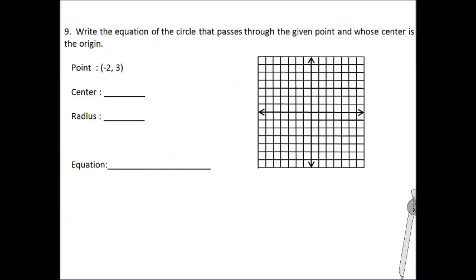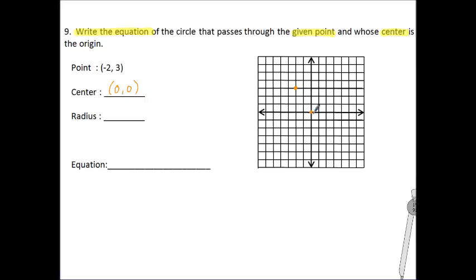In our next example, we're supposed to write the equation of the circle that passes through the given point and whose center is the origin. We have been given a point with the coordinates -2 and 3 that's on the circle, so 2 to the left and 3 up. And we are also being told that the center is the origin. And as we know, the origin has the coordinates (0, 0), and that's here.